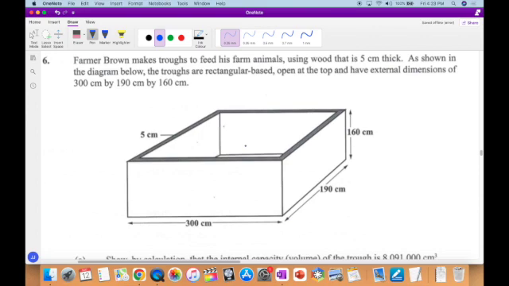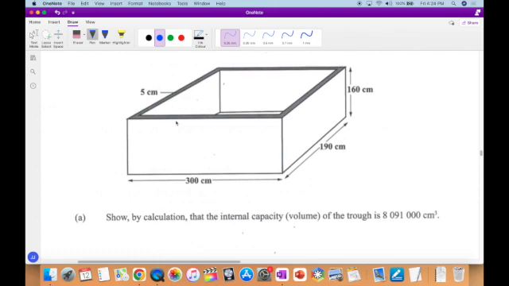Farmer Brown makes his troughs to feed his farm animals using wood that is 5 centimeters thick. So you can see the shaded area there. As shown in the diagram below, the troughs are rectangular based, open at the top, and have external dimensions of 300 centimeters, 190 centimeters, 160 centimeters, 5 centimeters thick. All right, very interesting indeed. Show by calculation that the internal capacity or volume of the trough is that.